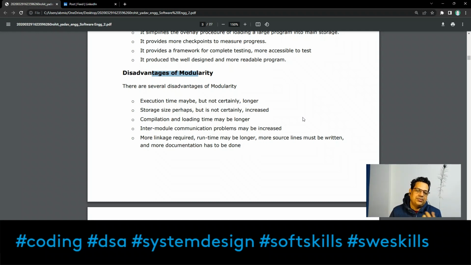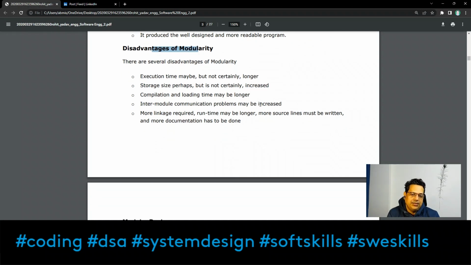It depends on performance and other factors to think about, and that's why the architect's role is very, very challenging. One thing is thinking in all directions. Another important thing is balancing out these kinds of concepts, because balancing out is one of the key reasons an architect is an architect. The second thing is storage size perhaps, but not certainly, increased. Okay, compilation and loading time may be longer.